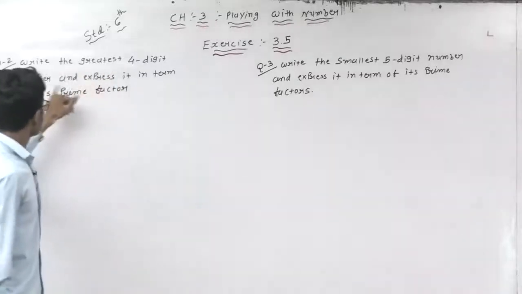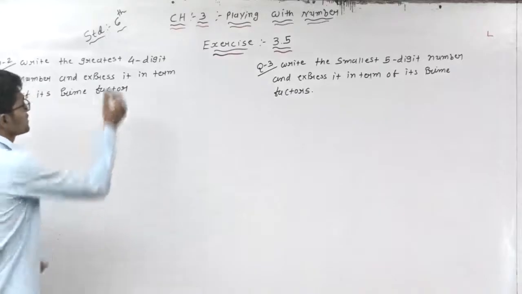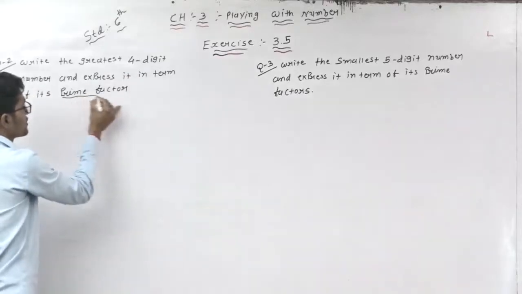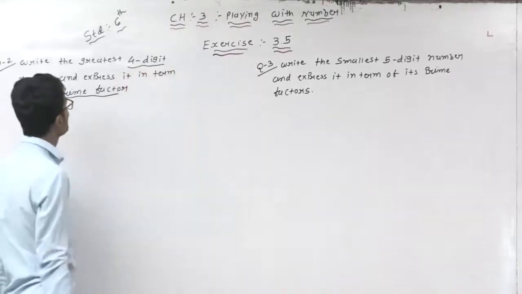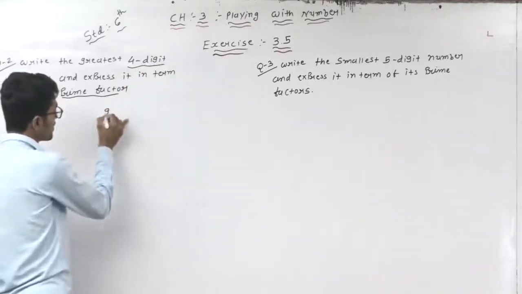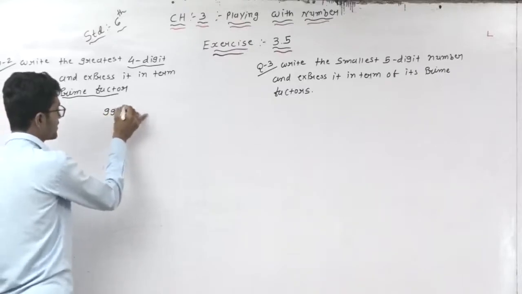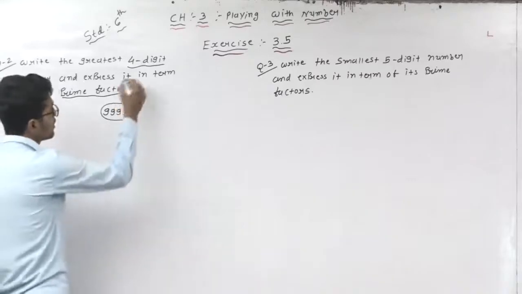Write the greatest 4-digit number and express it in terms of its prime factors. This means find the prime factors of a 4-digit number. So first of all, dear students, what is the greatest 4-digit number? We all know it is 9999. This is the greatest 4-digit number. Okay. Now find the factors.